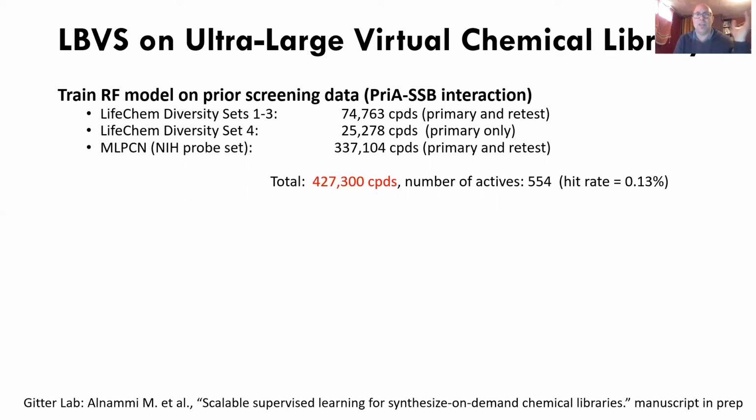So they've tested 427,000 compounds, and they found 554 actives, but a very low hit rate. So this is brute force HTS. It was very expensive, and 1 in 1,000 compounds were active.